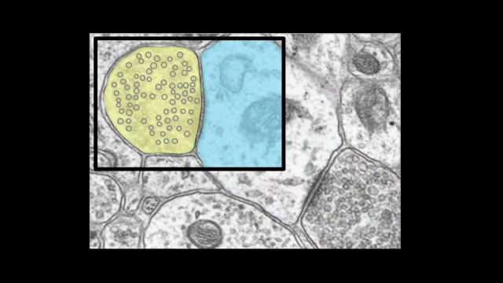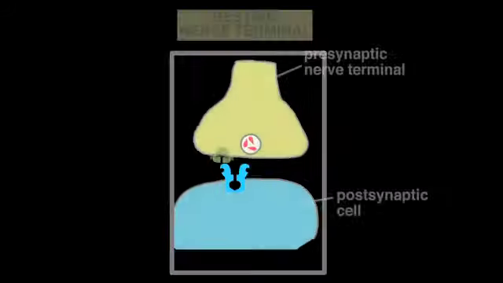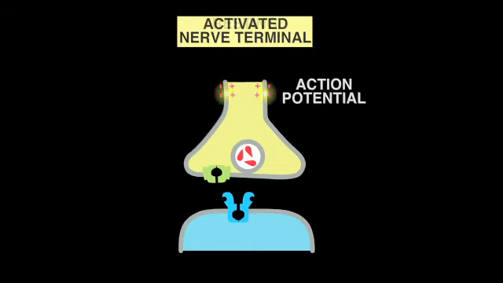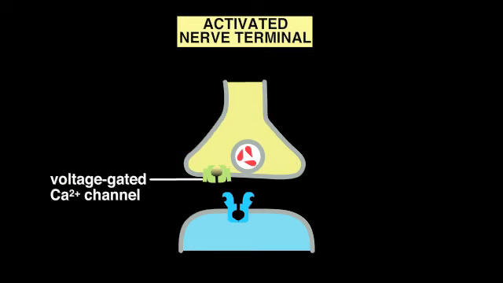The synapse converts the electrical signal of the action potential in the presynaptic cell into a chemical signal. When an action potential reaches a nerve terminal, it opens voltage-gated calcium channels in the plasma membrane, allowing calcium ions to flow into the active zone of the presynaptic terminal.